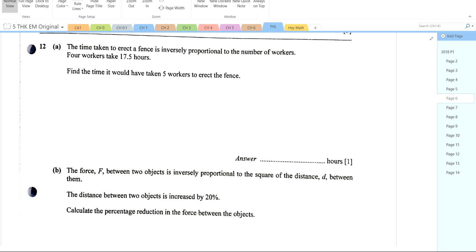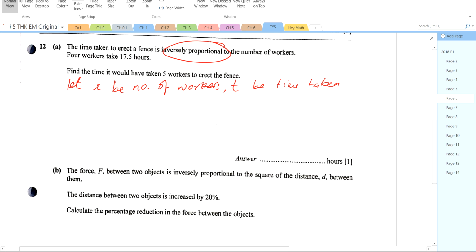First, find the time it will take for 5 workers to erect the fence. Let X be the number of workers, T be the time taken. So when they tell you it is inversely proportional, you must be able to write down the equation. T equals K over X. Now, 4 workers take 17.5 hours. Substitute the values in.